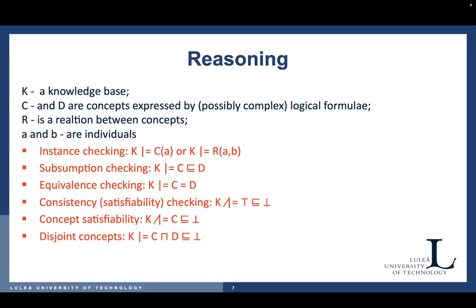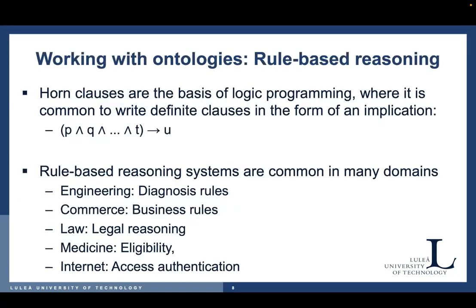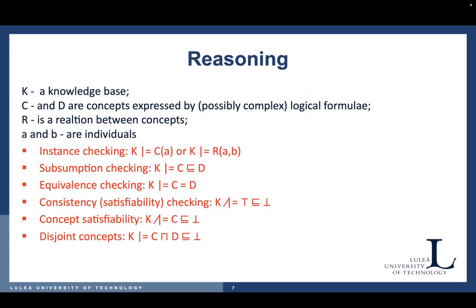So this is about concept satisfiability. Consistency is basically checking the ontology itself, whether there are contradictory facts. This weird character here is actually two characters. It's not entail, not entails.